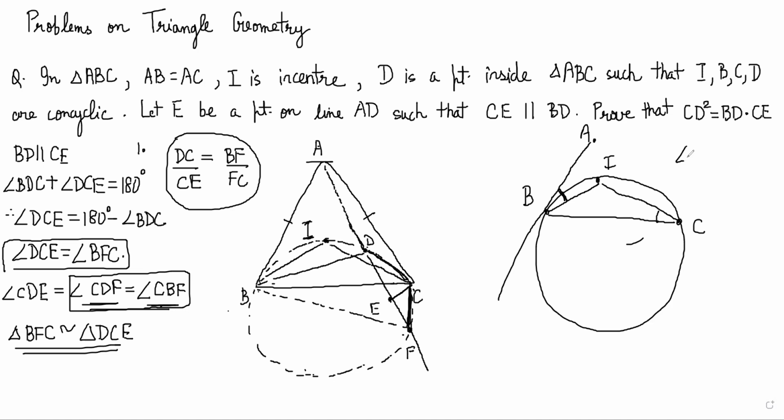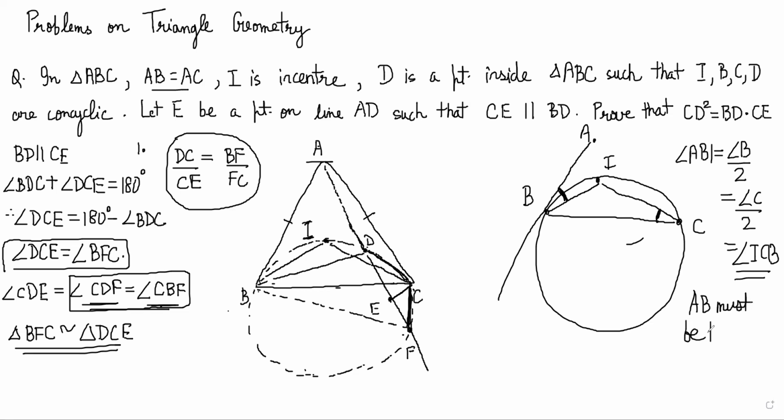Now angle ABI is equal to angle B by 2, but the triangle is isosceles, so angle B by 2 is equal to angle C by 2. And what is angle C by 2? Angle C by 2 is equal to angle ICB, right? Angle ICB is half of the angle because CI is an angle bisector. So therefore, we have shown that this angle made by the tangent and a chord is equal to the angle in the alternate segment. So by the alternate segment theorem, AB must be tangent to this circle.